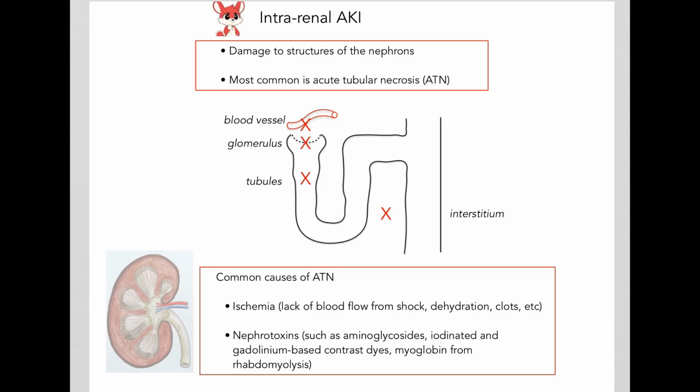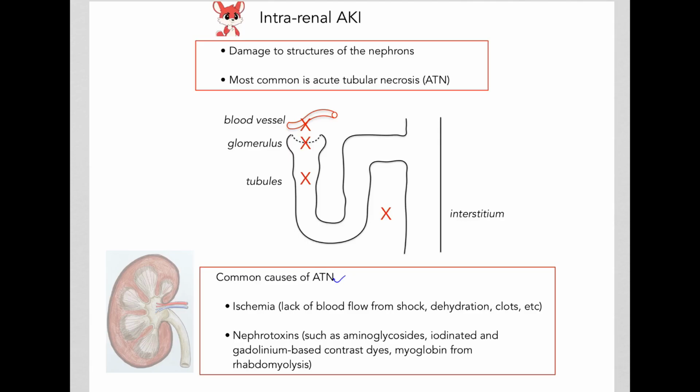And then there are conditions that cause what's called intrarenal AKI, or intrinsic acute kidney injury. So in this case, the actual kidney tissue is being destroyed. There is damage to structures of the nephrons. For example, blood vessels may be damaged, or glomerulus may be damaged, or the tubules may be damaged, or the interstitium could be damaged. The most common is acute tubular necrosis, also called ATN. ATN is the most common reason or condition that causes intrinsic or intrarenal acute kidney injury.